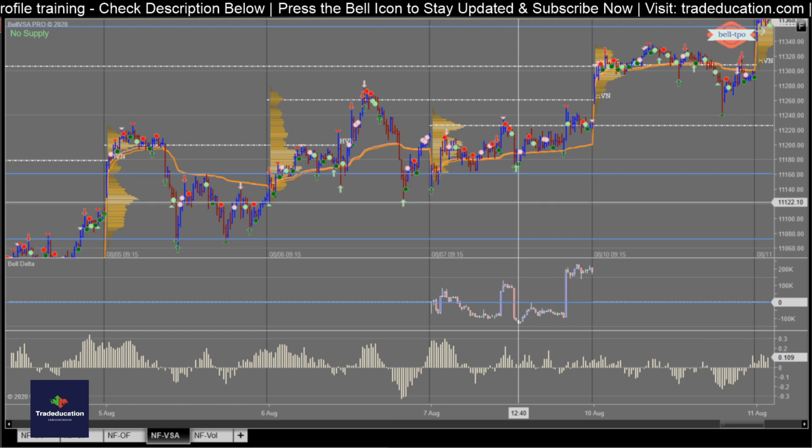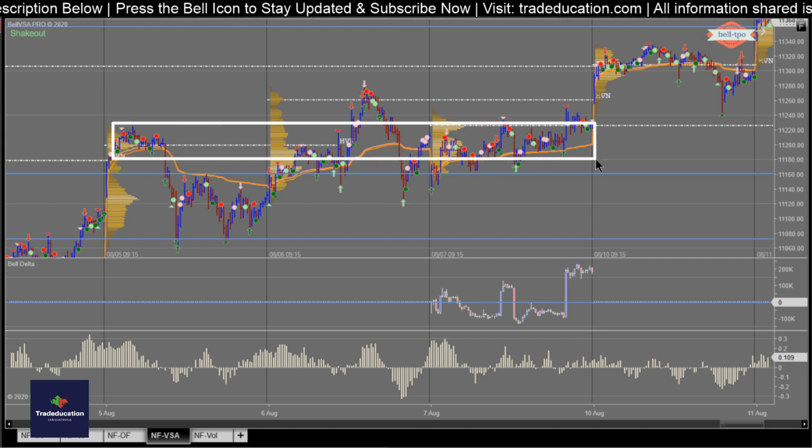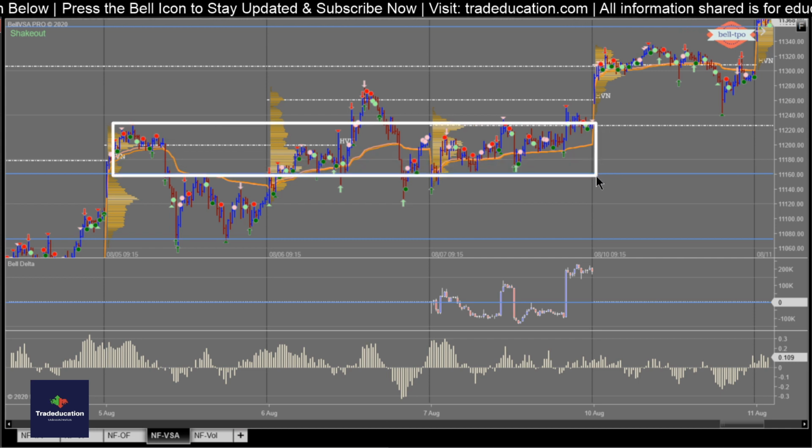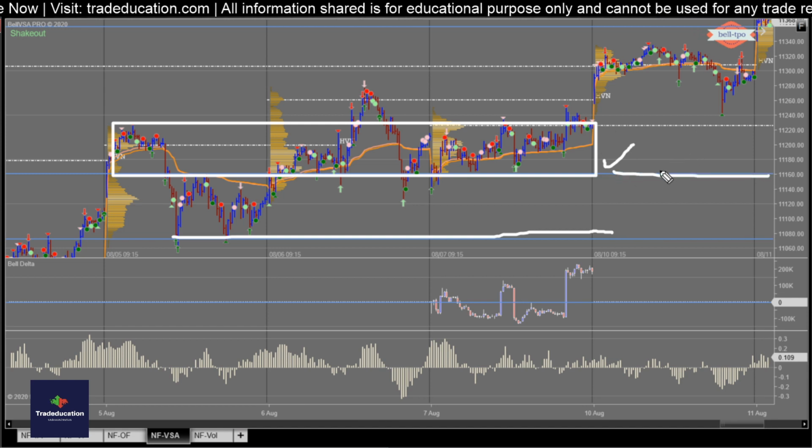Okay, so this is from the 5th of August till the 10th of August. This entire band is where, if you see, there are again more support zones. So this is one more support zone. This support zone has been tagged, and we need to see whether the auction is developing higher.